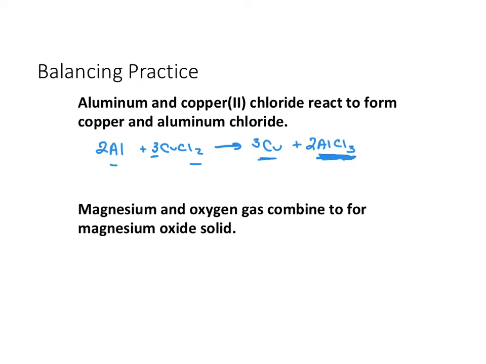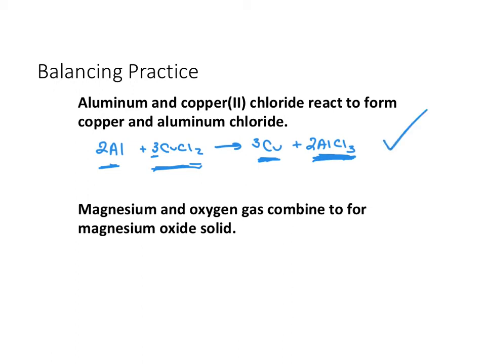Okay, I then check my coefficients. Can I divide through and simplify? The answer is no. Okay, and then I, of course, double check my answer here. So I have 2 aluminums on this side, 2 aluminums on the right-hand side. Okay, 3 coppers on the left, 3 coppers on the right. Okay, 6 chlorines on the left, 6 chlorines on the right. So I have a balanced chemical equation.